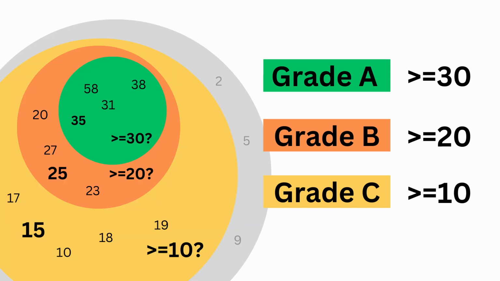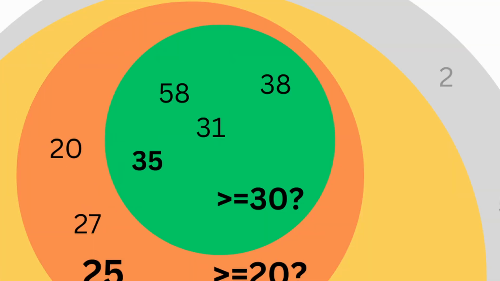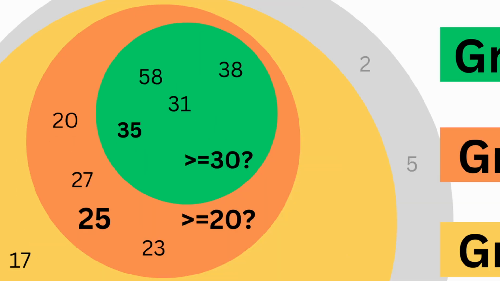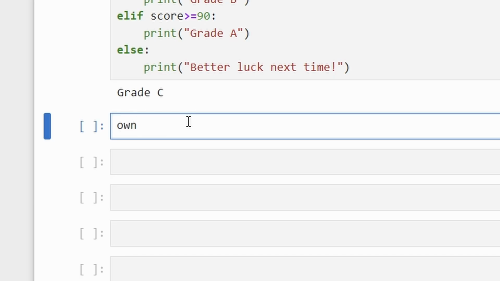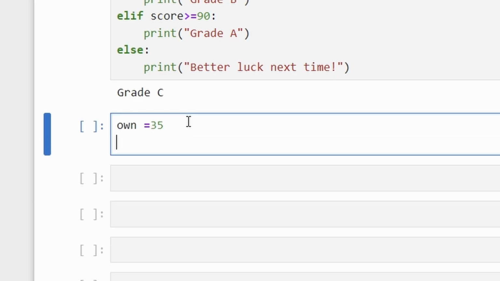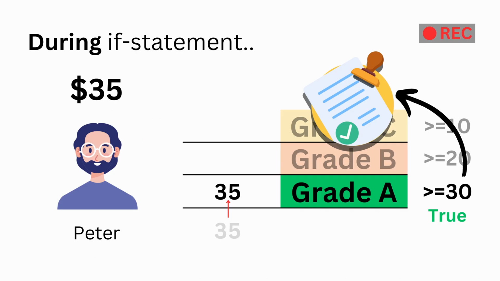So we can see that a person meeting the condition of larger or equal to 30 also fulfills the condition of larger or equal to 20, which is person A. On the other hand, the condition of larger or equal to 20 is a subset of larger or equal to 10. Therefore, the order should be like this. Let's say there's a person that owns $35 here. If the person owns larger or equal to $30, it will print a grade A.